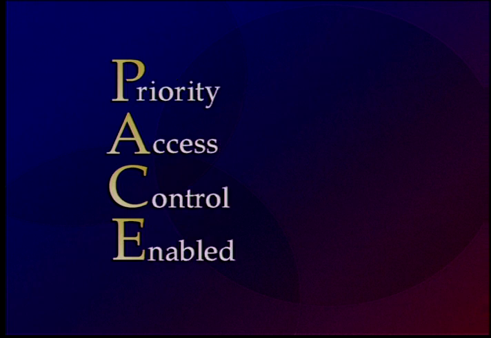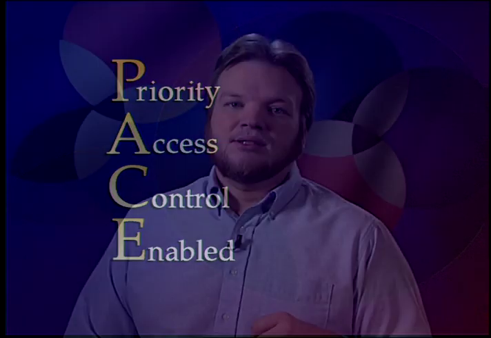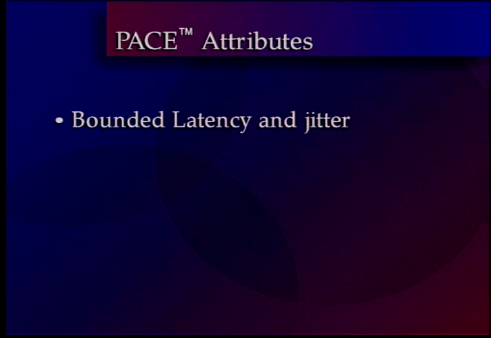Now we'll talk about the PACE approach. What is PACE? The acronym PACE, everything has its own acronym, stands for Priority Access Control Enabled. PACE, as it is currently defined, is applied to Ethernet. So what does PACE do for Ethernet? The first thing it does is provide bounded latency and jitter, which we just got through discussing. Bounded latency and jitter are important considerations for multimedia, particularly interactive multimedia and other real-time applications such as process control.